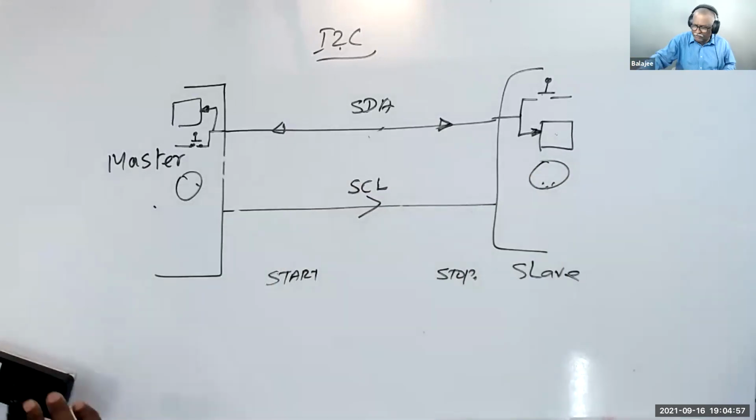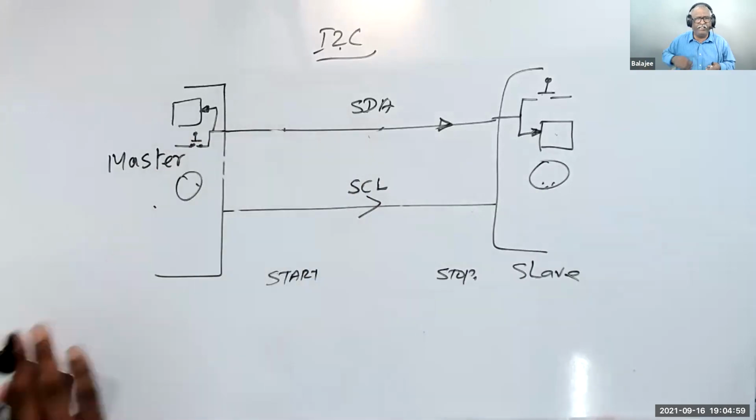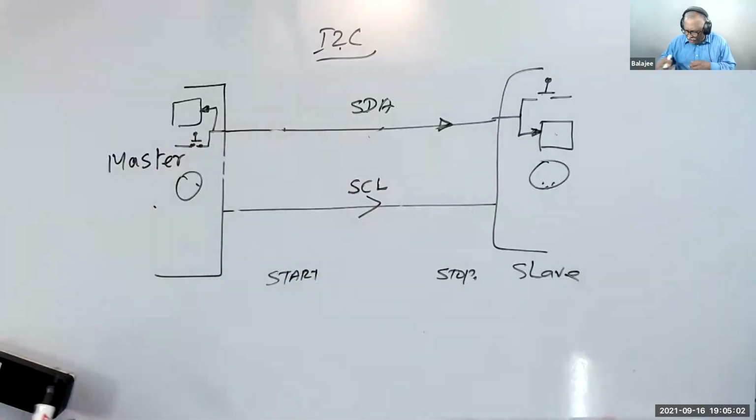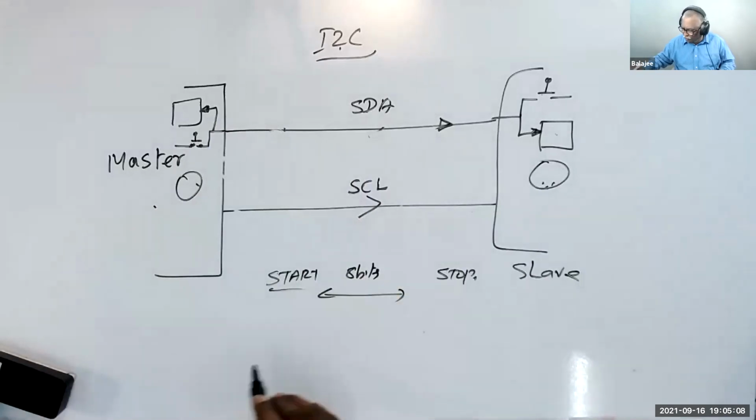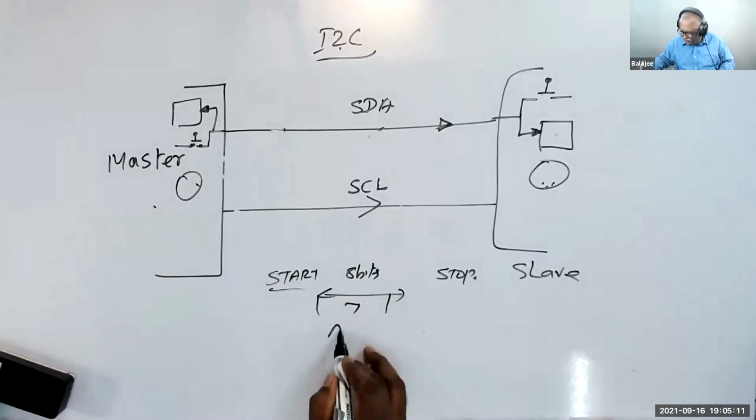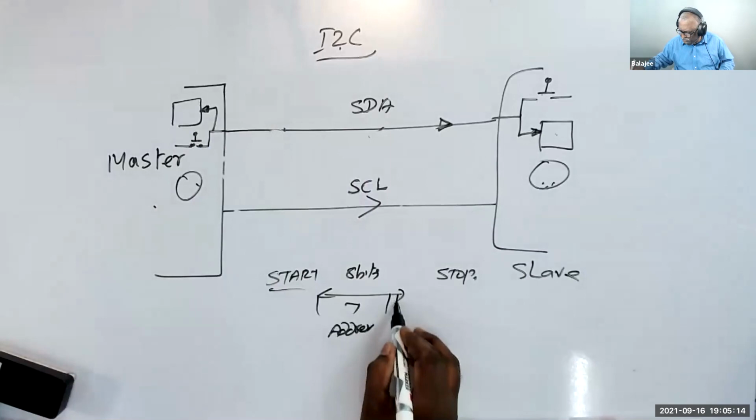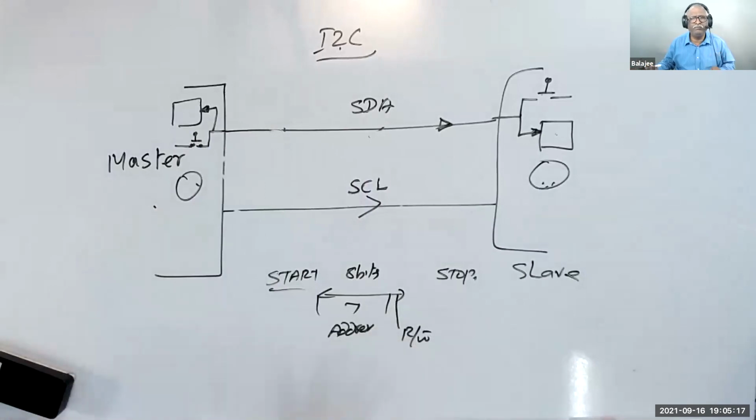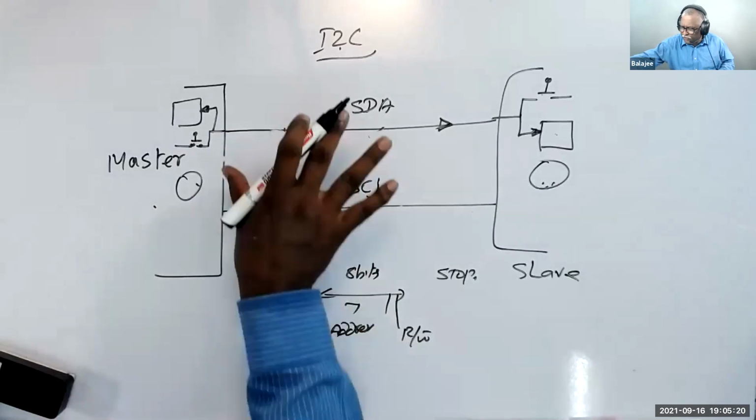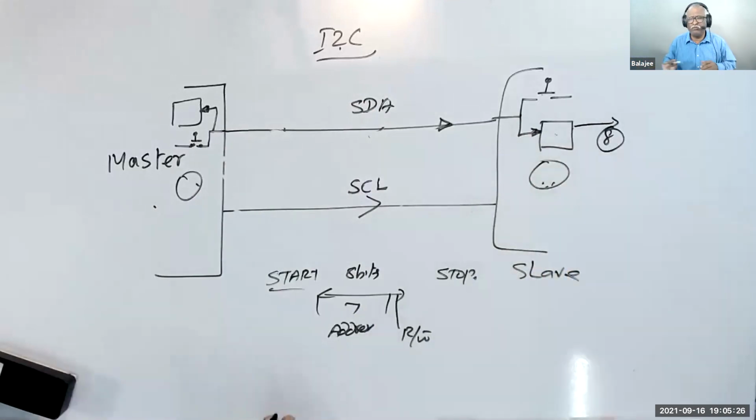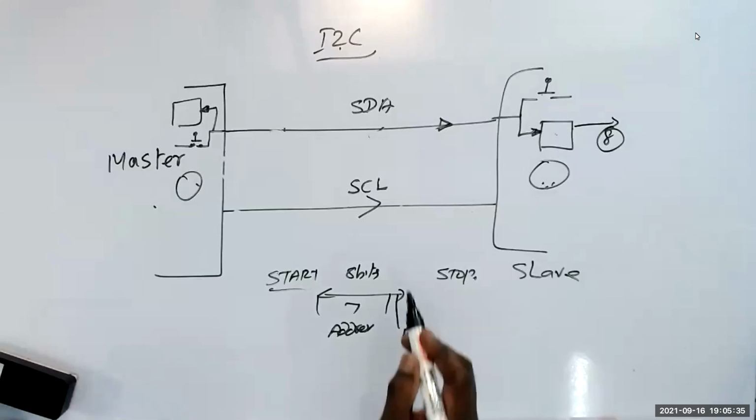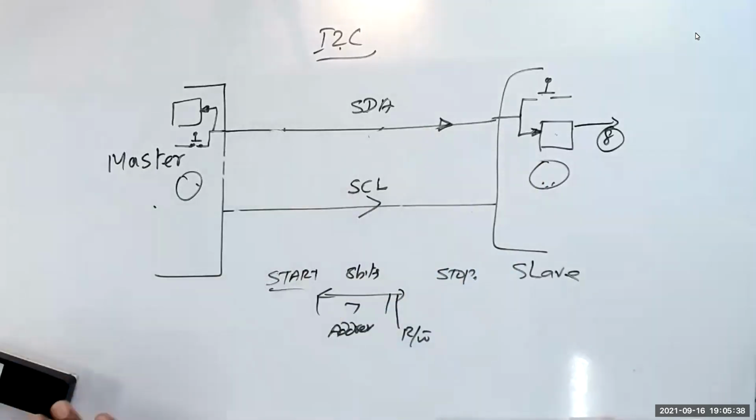Okay. Now let us assume that right now, the master is sending something to the slave. Master will send start, then it will send about 8 bits. Out of 8 bits, 7 bits are the address and 1 bit is read or write bar. That's it. Now, after the slave receives 8 bits, the slave sends an acknowledgement.